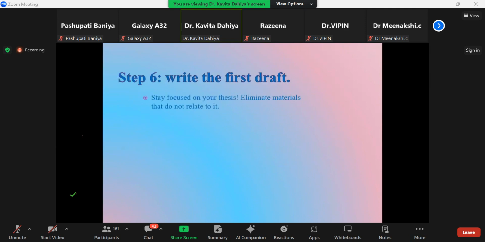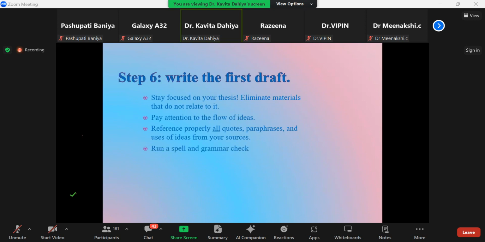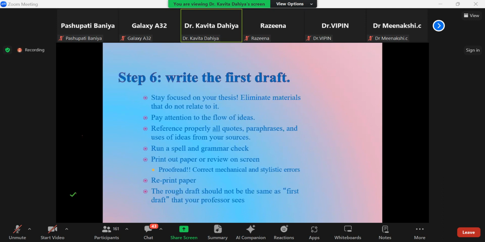Writing the first draft: you need to stay focused on the thesis, eliminate material that does not relate to it, and pay attention to the flow of ideas. Even so, you need to give references properly with all quotes, paraphrases, as well as ideas from your sources. Run a spell and grammar check before finalizing. Print out the paper and review it on screen. After that, proofreading is again very important, and reprint the paper. After that, rework the draft.